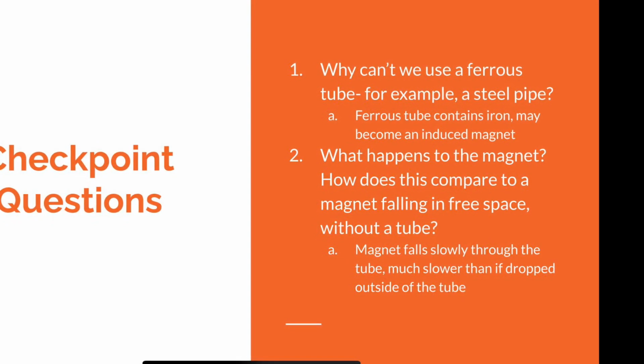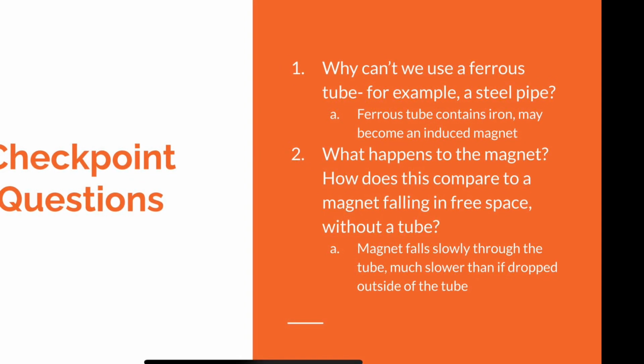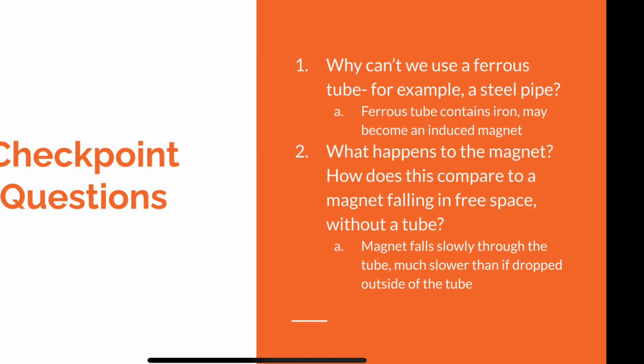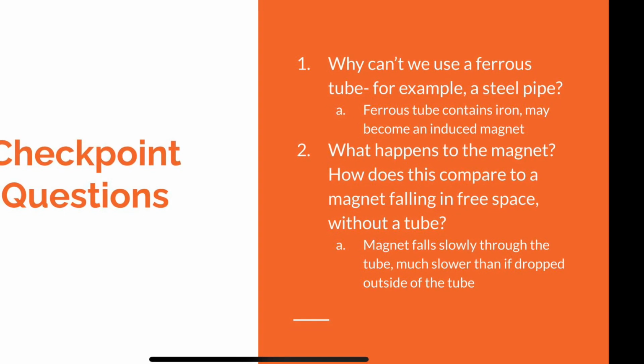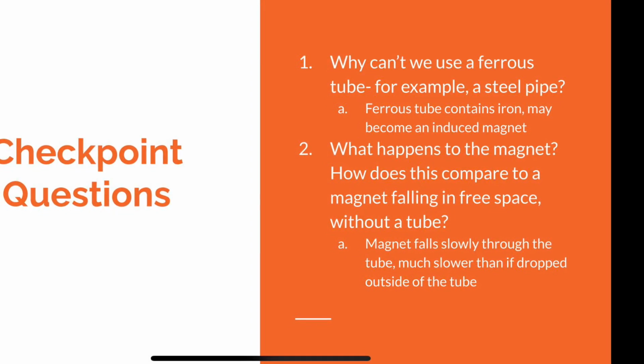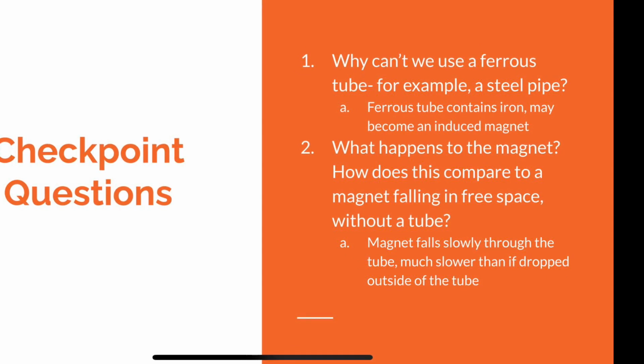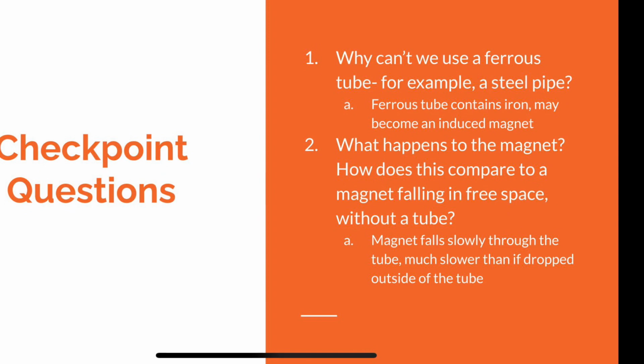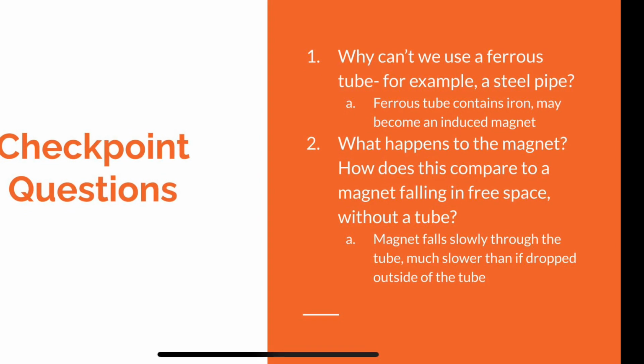Question 2 is what happens to the magnet? How does this compare to a magnet falling in free space without a tube? What happens to the magnet as it falls through the tube is there is a force exerted by the tube on the magnet that counteracts the gravitational force. And so the magnet falls much slower through the tube than it would if dropped outside of it.